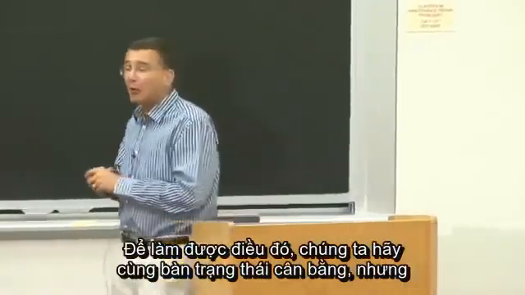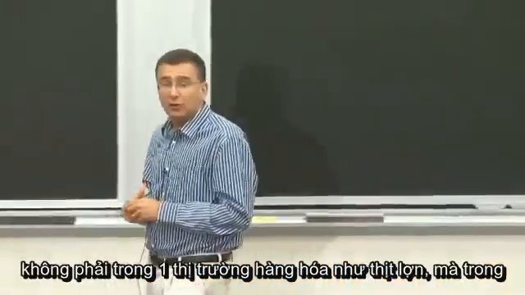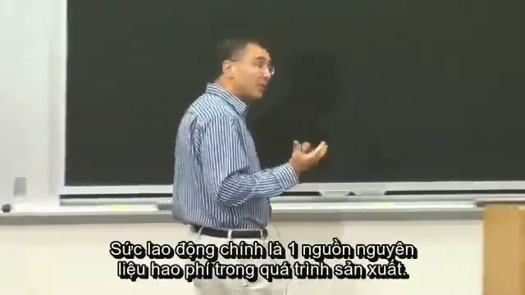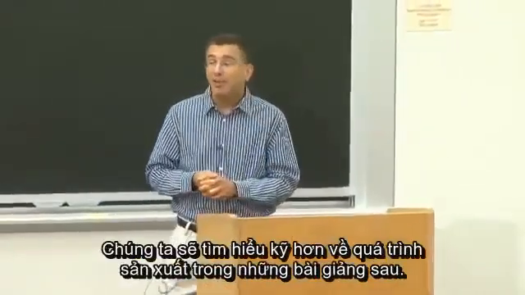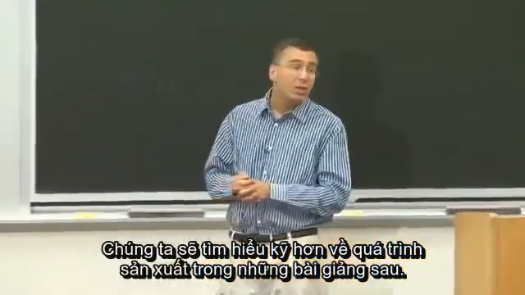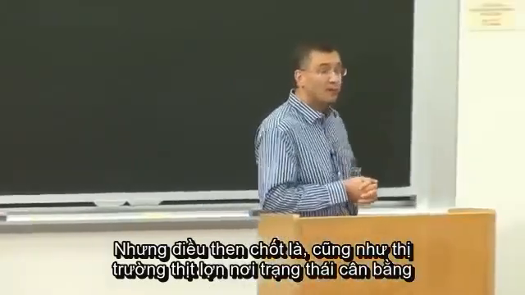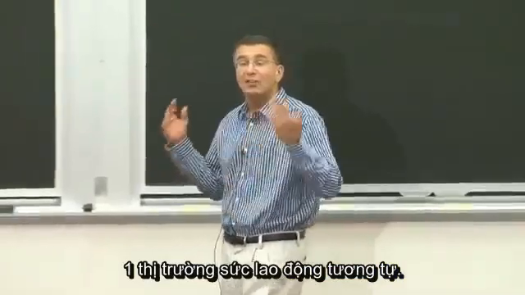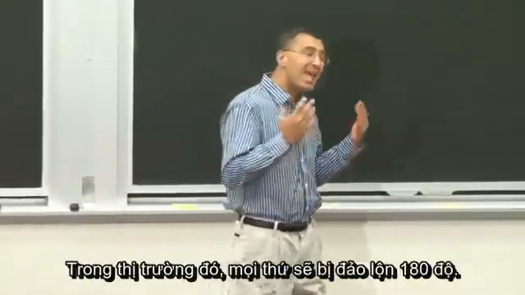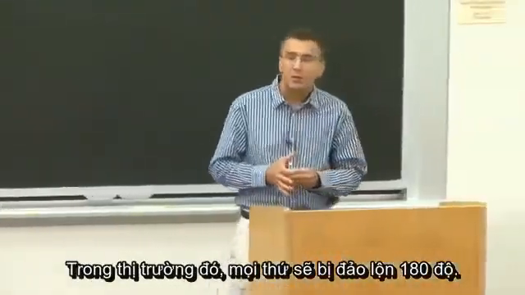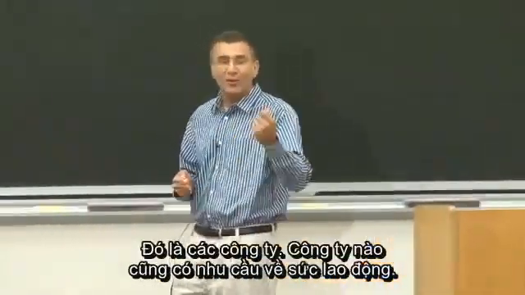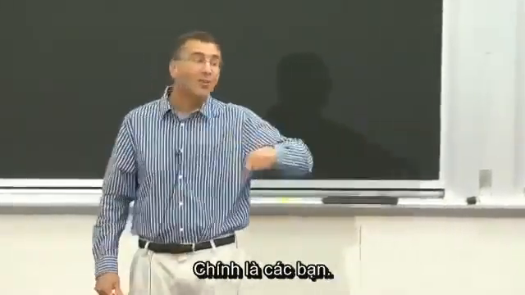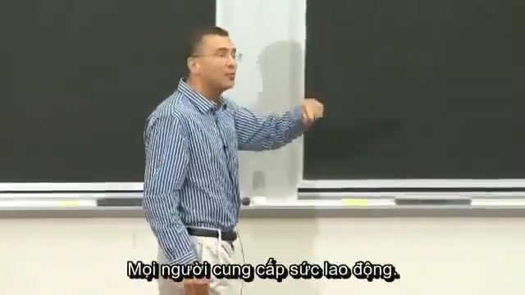To do that, let's talk about equilibrium, not in a market for goods, like pork, but in a market for inputs, which is labor. Labor is an input to the production process. We'll talk about this at great length later in the semester. But the key thing is, just like there's a market for pork, where the equilibrium outcome is the price you pay for pork and the amount of pork sold, there's a market for labor. And in that market, things are flipped. Who are the consumers now? Well, they're the firms. The firms demand labor. Who are suppliers now? Well, they're you. They're the people. People supply labor.